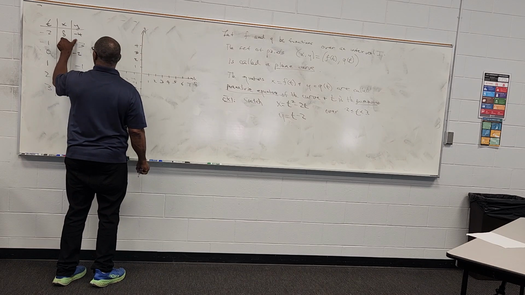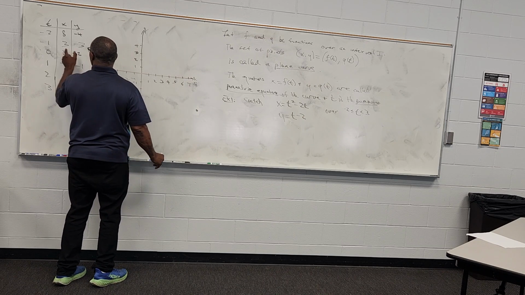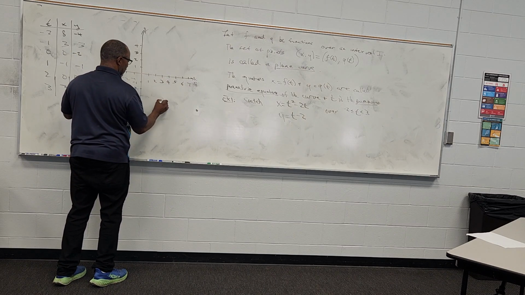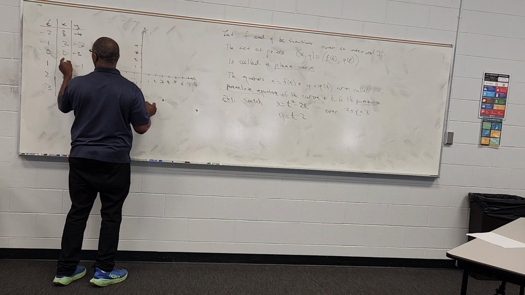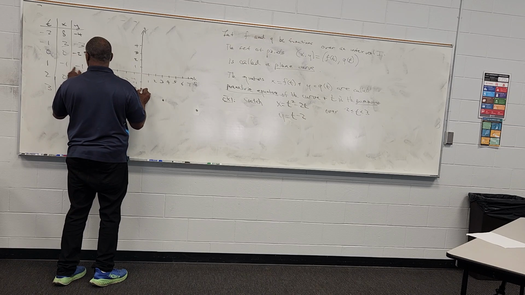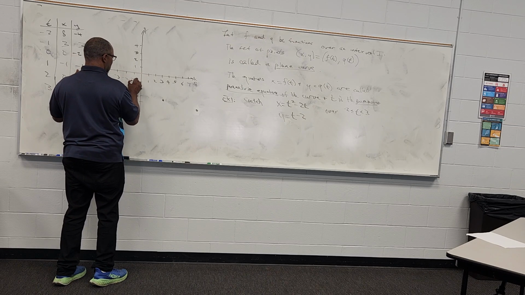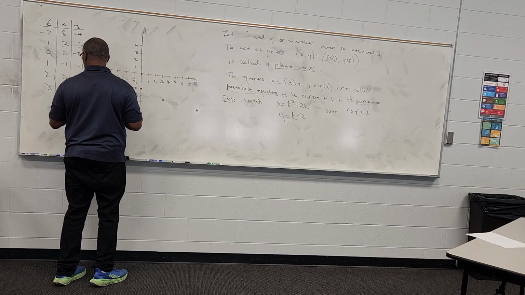Okay? So 8 comma negative 4. 8, negative 4, right here. 3, negative 3, I go over 3, negative 3, right here. 0, negative 2. All I'm doing is the x and y coordinates. x is 0, y is negative 2. That's right here. Negative 1, negative 1, right here. 0, 0, right here. 3, 1.